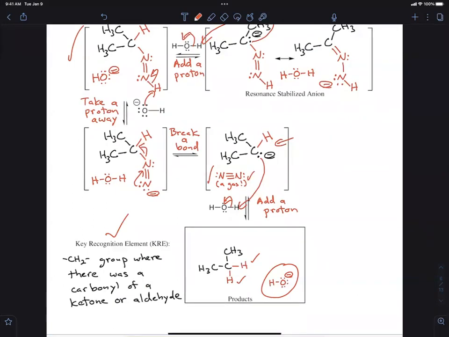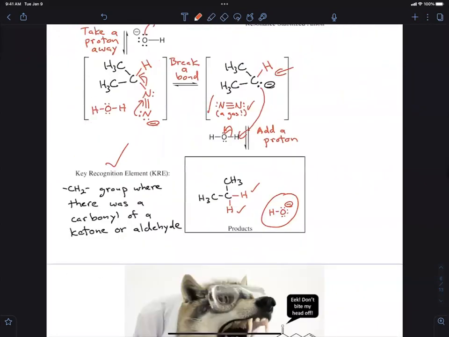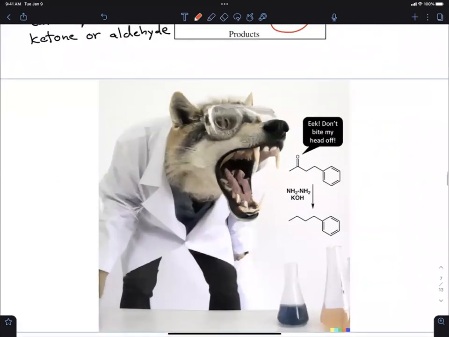Now, this reaction is called the Wolff-Kishner reduction. So I couldn't resist. I had to make another AI-generated image so you will never forget this reaction and what it does. So here it is, and I'll just let you look at it for a minute.